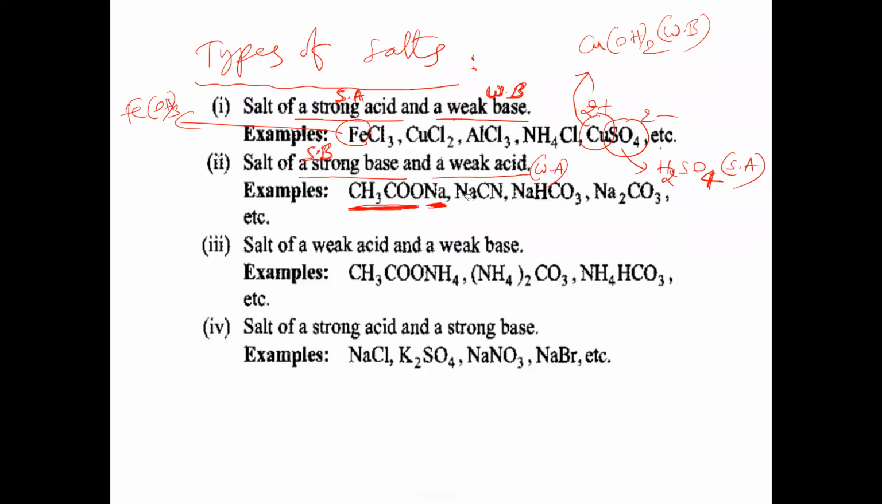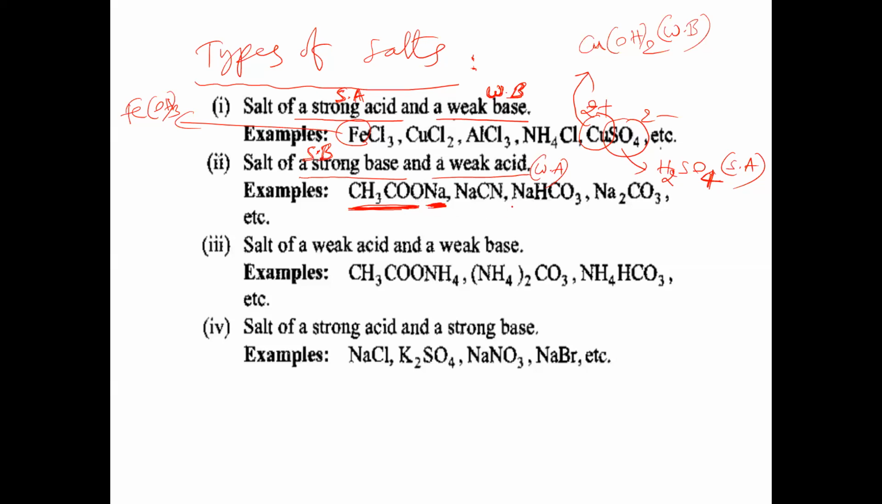And here Na plus from NaOH, CN minus from HCN. HCN means what? Weak acid. HCN is the weakest hydroacid known. Na plus from strong base, HCN weak acid. So it is the salt of what? Sodium cyanide is the salt of strong base and weak acid. Here, CH3COOH weak acid and Na plus coming from NaOH strong base. So from strong base and weak acid we are getting this.